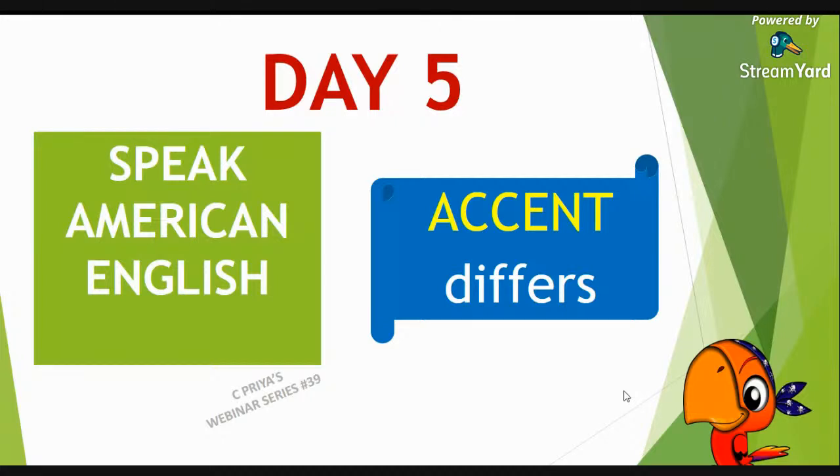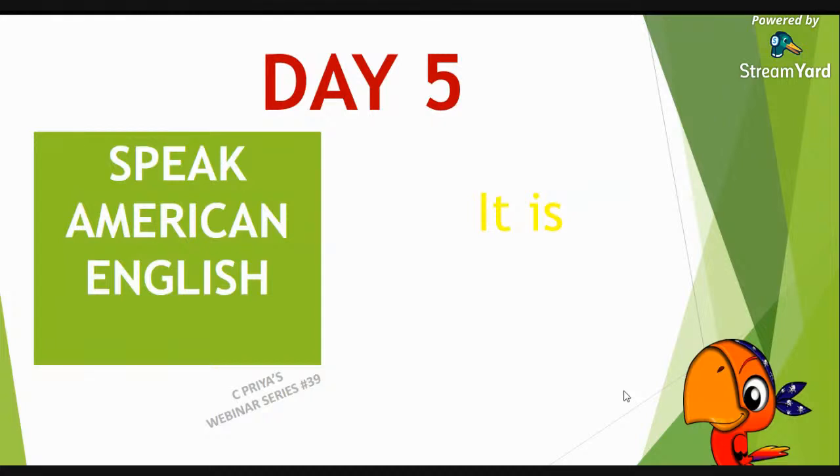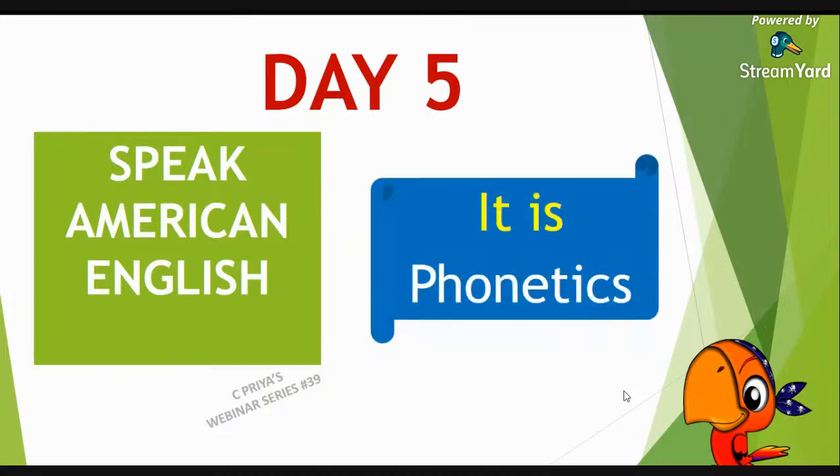American English differs with accent, right? Accent is nothing but the way we pronounce each and every word, the way we produce the sounds of each letter of words in a language. To speak American English, it deals with the accent. This is the exact pronunciation of a letter, a word. Where can we learn the accent? In phonetics. In phonetics, we learn the exact pronunciation of each and every word.